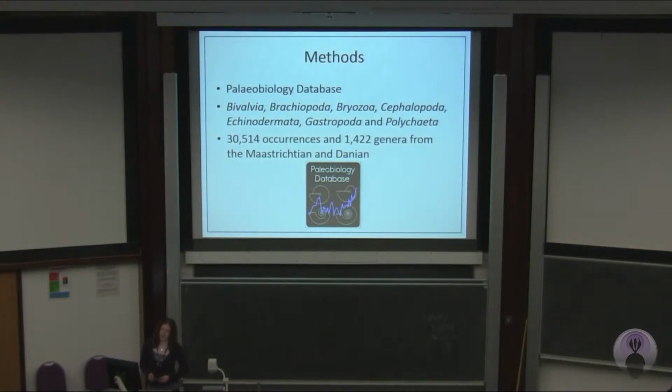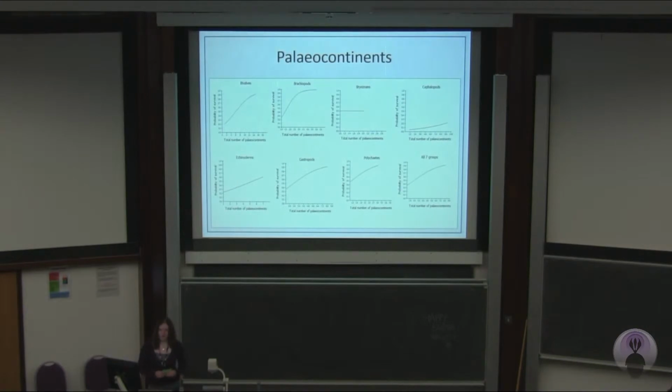So to do this, I've downloaded data from the Paleobiology Database, and this is data on 7 different marine invertebrate taxa from the Maastrichtian and Danian ages. I know this looks like a lot of graphs to look at all in one go, but essentially the x-axis for all of them is the total number of paleocontinents that those genera occurred in, and the y-axis is the probability of survival at the extinction boundary.